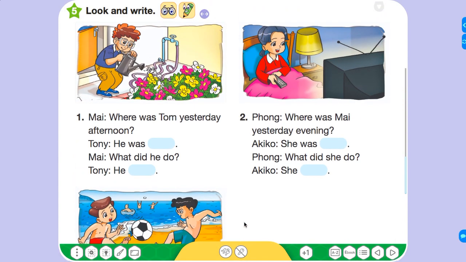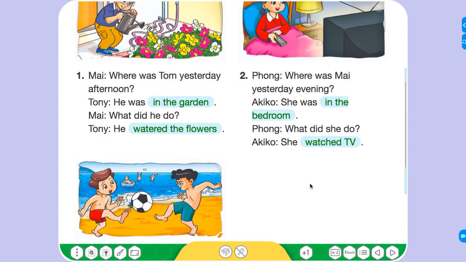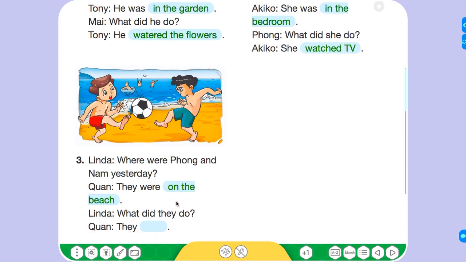Now let's check together. Number one, Tom was in the garden, and you can see that he watered the flowers. And number two, Mai was in the bedroom, and what did she do? She watched TV. And number three, Fong and Nam were on the beach, and they played football.